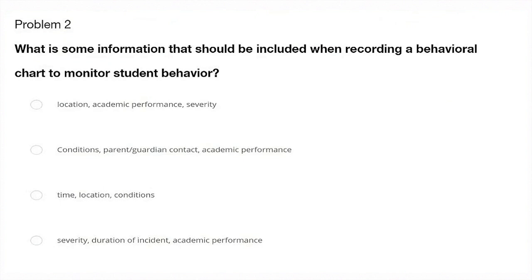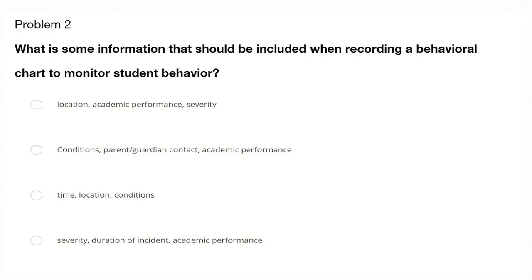Now let's take a look at problem number 2. It reads, what is some information that should be included when recording a behavioral chart to monitor student behavior? Location, academic performance, severity; conditions, parent-guardian contact, academic performance; time, location, conditions; or severity, duration of incident, academic performance.